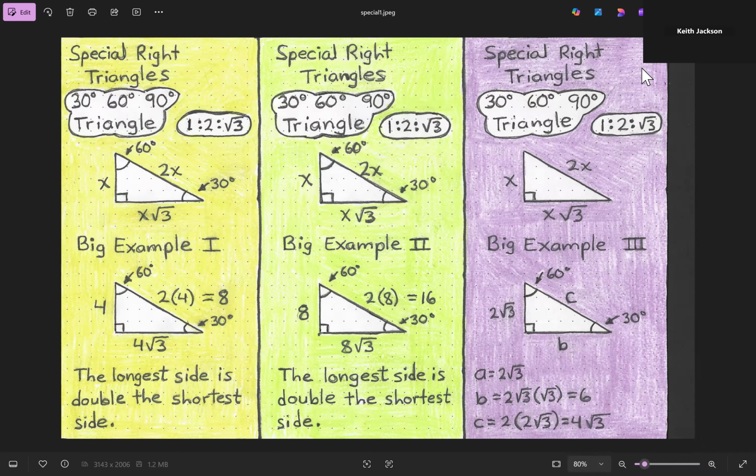In this video, we're going to talk about the special right triangle known as the 30, 60, 90 right triangle.